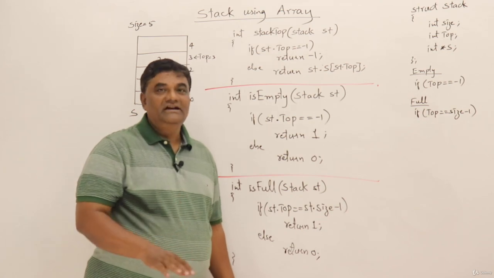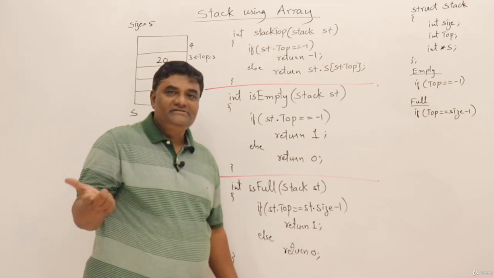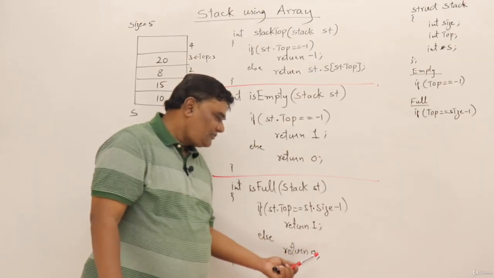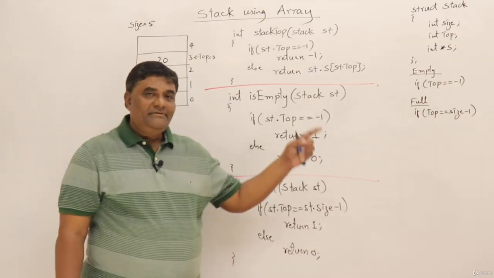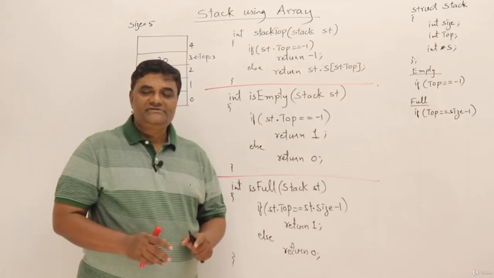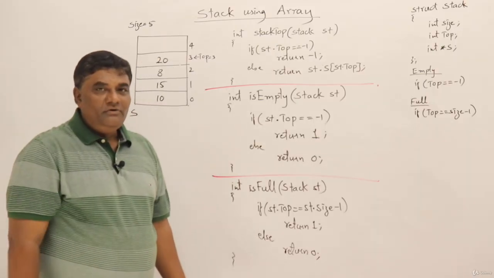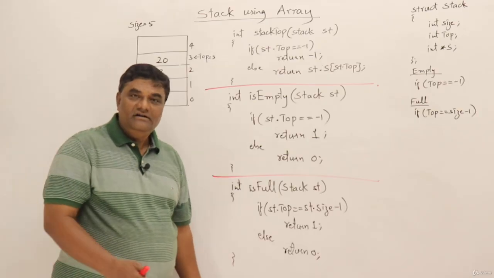So 0 is false and any non-zero value is true. So we prefer taking 1 as true. So we have taken 1 for true and 0 for false. The time taken by all these functions is constant. So all the operations we saw on the stack take constant time. That's all about stack using array.